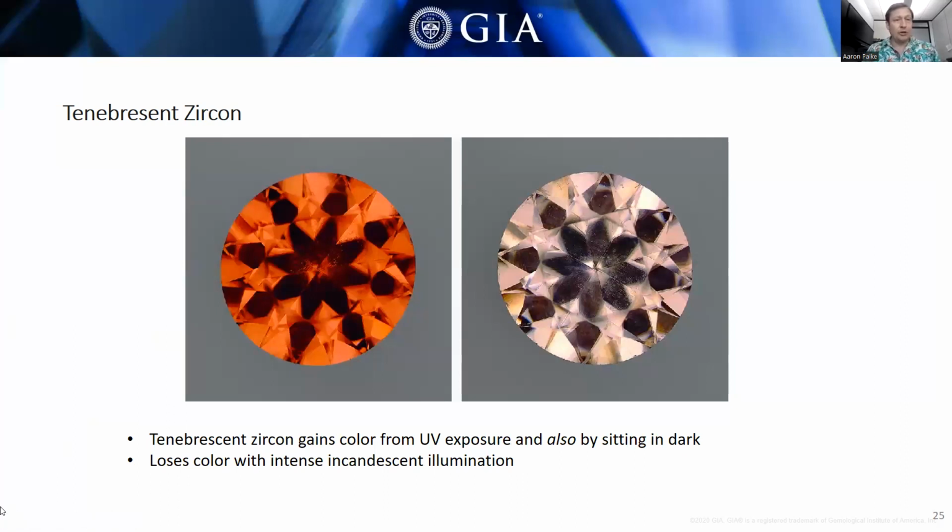Some other examples are tenebrescent zircon. So we do see tenebrescence in zircons. A lot of zircons will gain color from UV exposure. And then the interesting thing about the tenebrescent zircons is they also seem to gain color by sitting in the dark. And this is actually kind of the opposite case of what we see with the sapphires, which I'll get to in a little bit. Tenebrescent sapphires will lose that unstable coloration when they're sitting around in the dark.